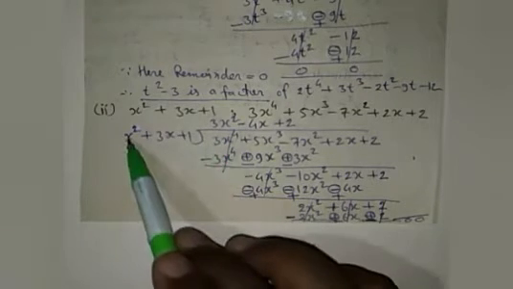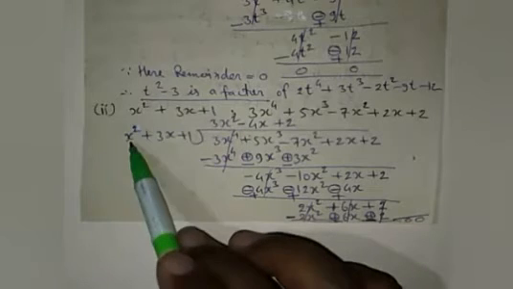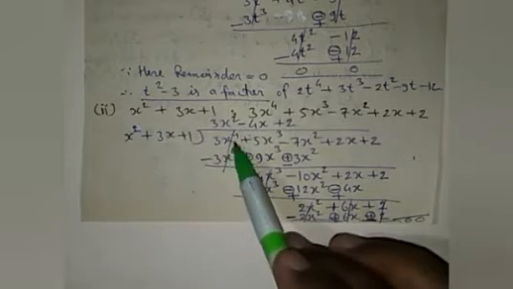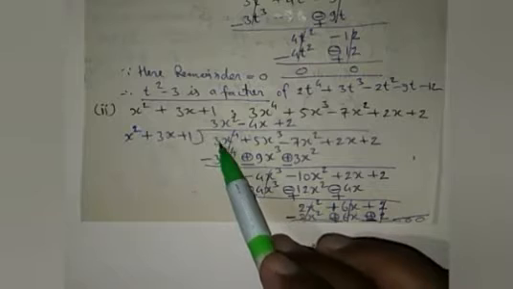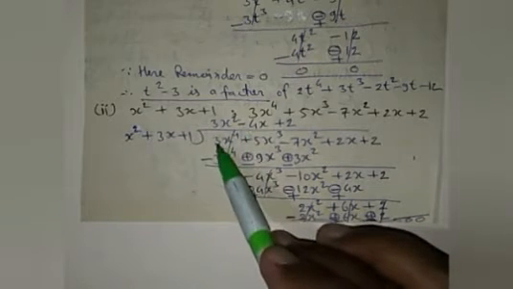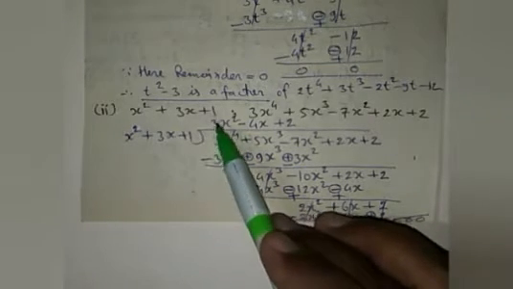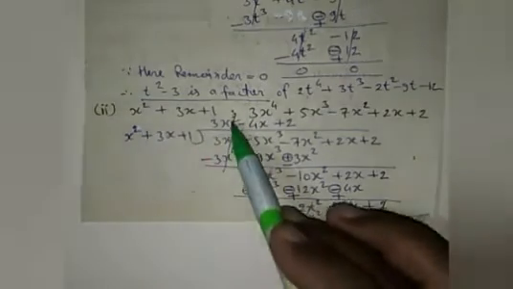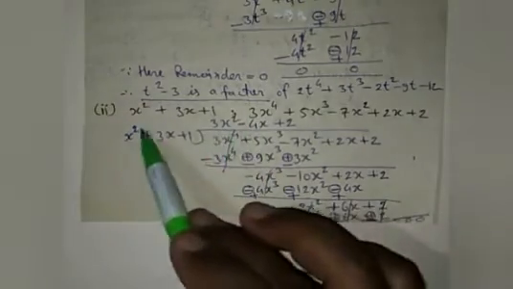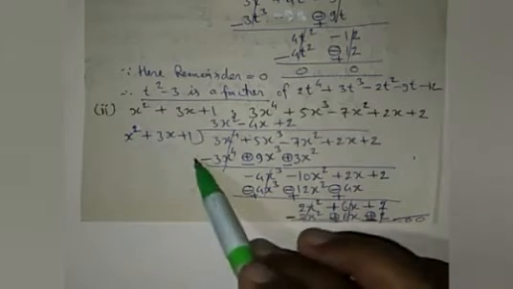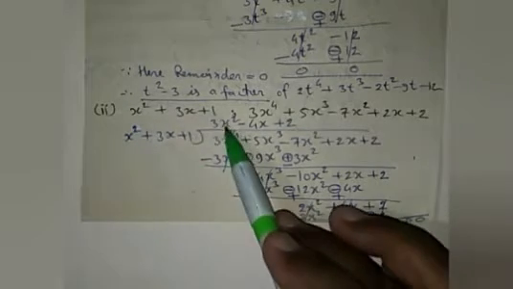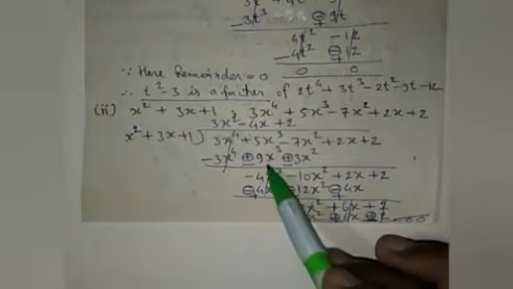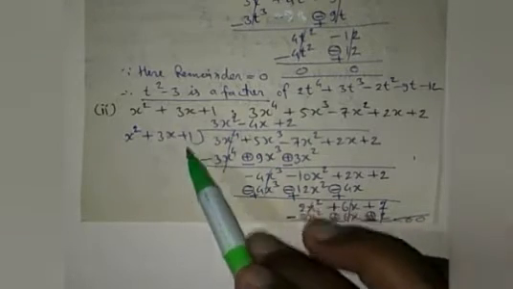So here the first term of the divisor is x square. Here it is 3x power 4. So you will have to make the coefficient equal. You will get in the quotient 3x square. So if you multiply 3x square in the divisor, you will get 3x power 4, then 3 times 3 is 9x cube, then 3x square.